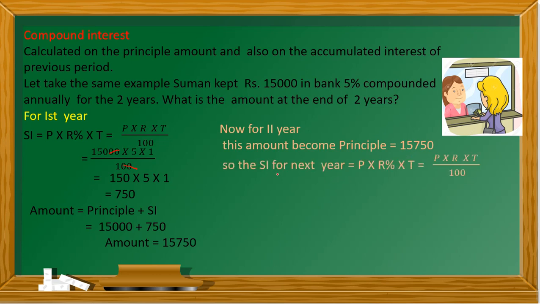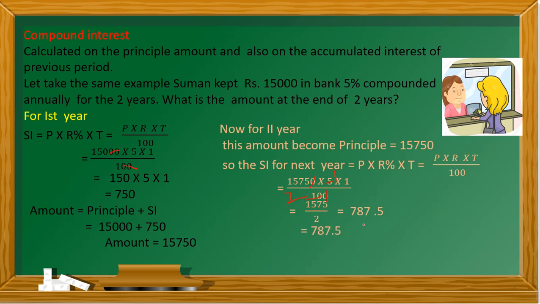So we calculate again the simple interest on this principal: 15,750 into 5 into 1 upon 100. Here this 10 and this 10 will cancel out, and 5 ones are 5, and this 10, 5 twos are 10. So we get 1575 upon 2, and this divides and we get 787.5.